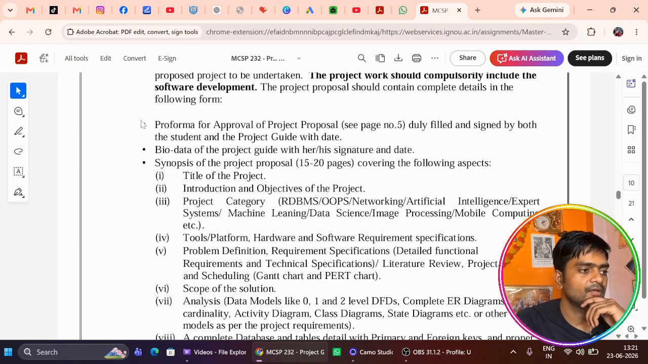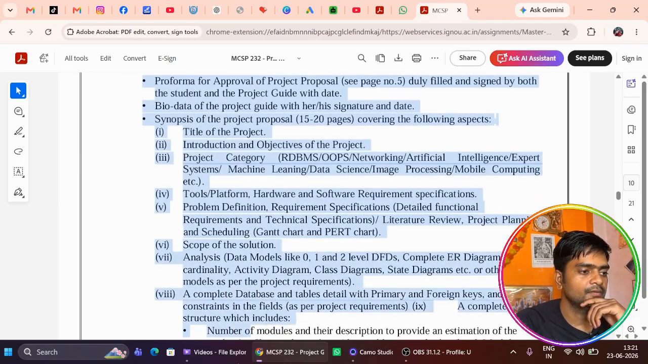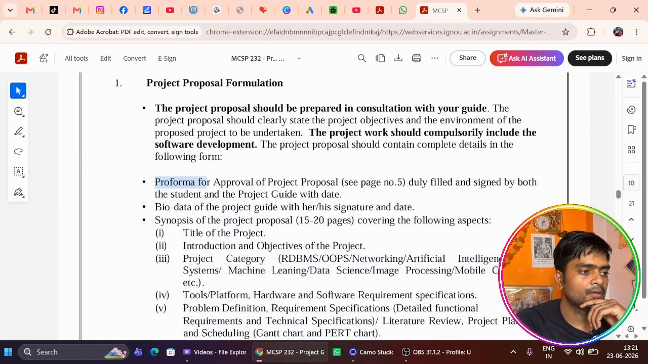So these are the things that you have to mention in a project proposal. Okay, what are those things? Project proposal pro forma of approval of project proposal. So basically this is the next step to the project proposal pro forma. This is the first thing that you have to attach with your project proposal. Then the biodata of your guide.